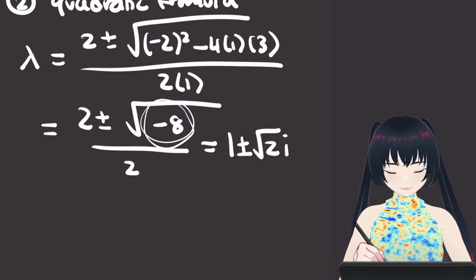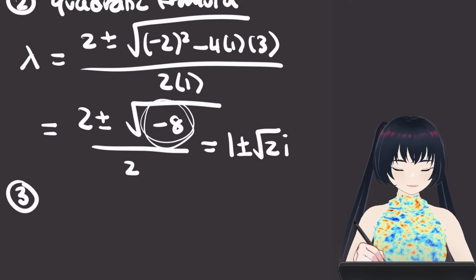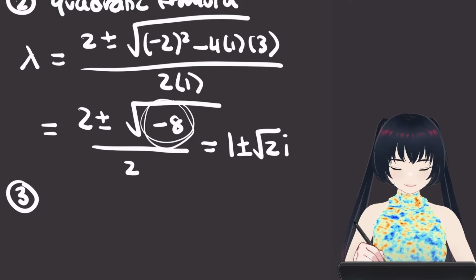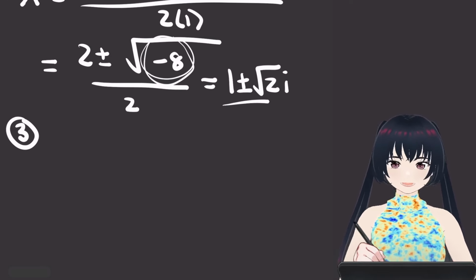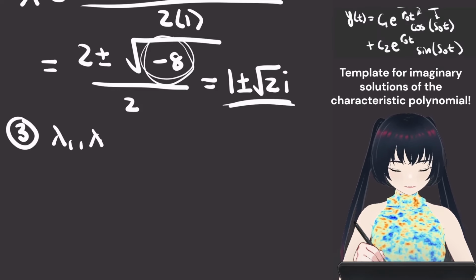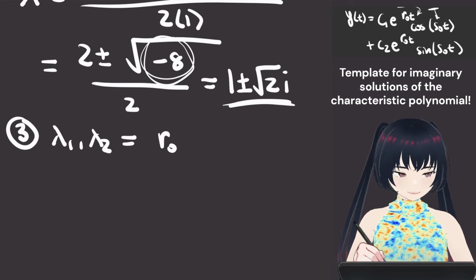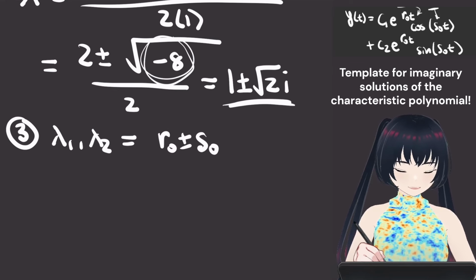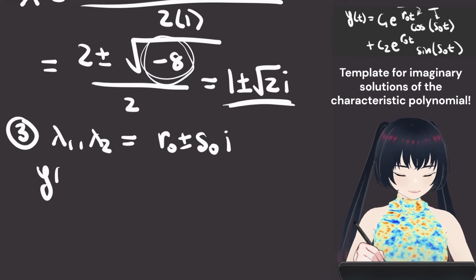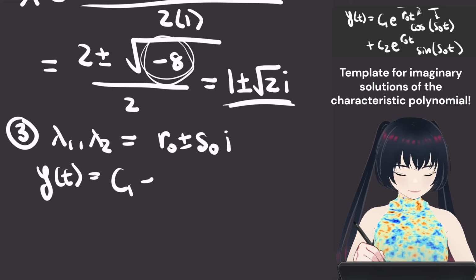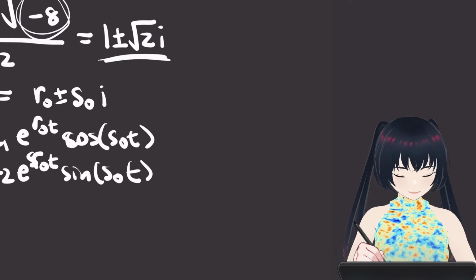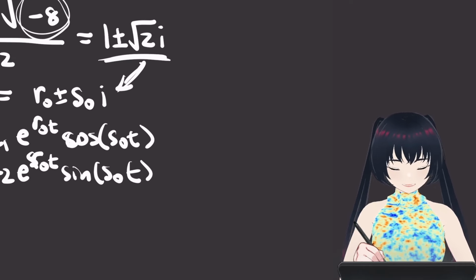So, step number 3. Identify which format you need for the solution. This is an imaginary solution, which means that we need to first put lambda 1 and lambda 2 into the format r naught plus or minus s naught i. And our final solution will be of this form. Now, this is pretty comparable. These look very, very similar.